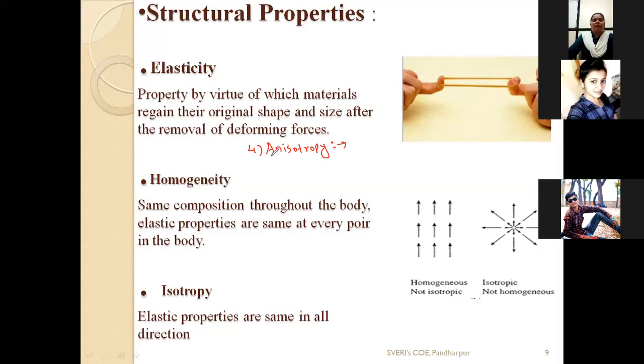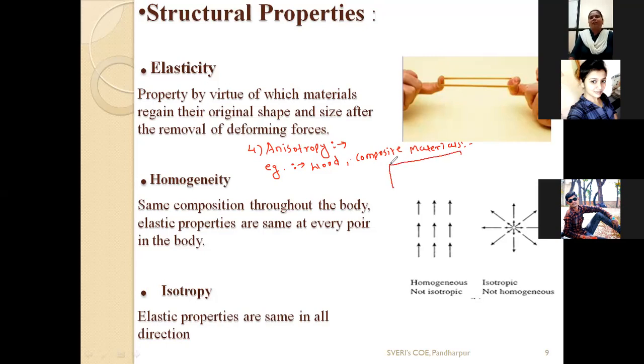Okay. After that, please write down example of anisotropic. So example is wood and composite materials. So we will take one example of this composite material related to our civil engineering.